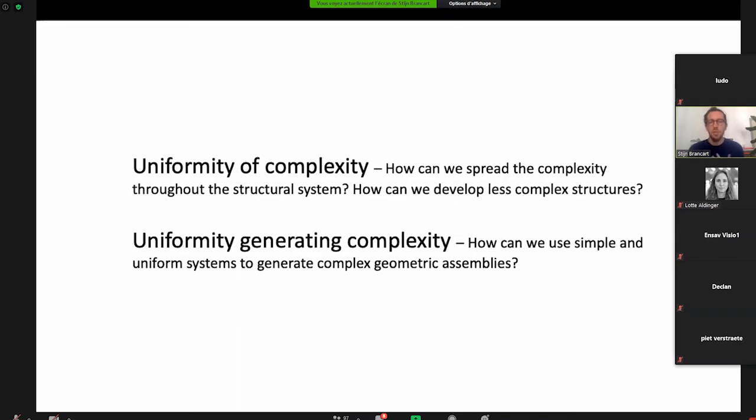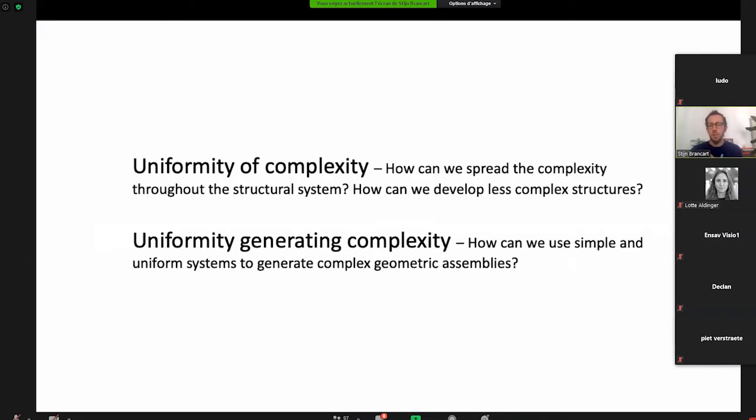So the question is actually, where do we have complexity? First of all, what we often call uniformity of complexity. How can we spread the complexity? Sometimes we see very simple bars, but then they're connected with these very big connection pieces, joints, that then need to solve everything. They need to solve rotations, the connectivity itself, maybe reconfiguration, deployment. But can we not use this element as well?